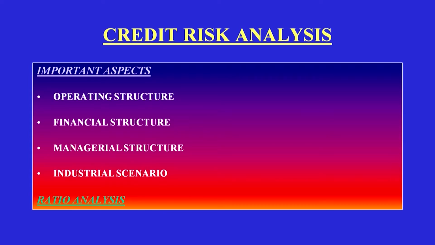These 4 important things should be clear in the mind of any person, whether he is a borrower or a lender in the market. He should be very clear about these 4 important points of credit risk analysis. Now, what is the operating structure analysis? To analyze the operating structure of the firm, we can take the help of some important ratios.